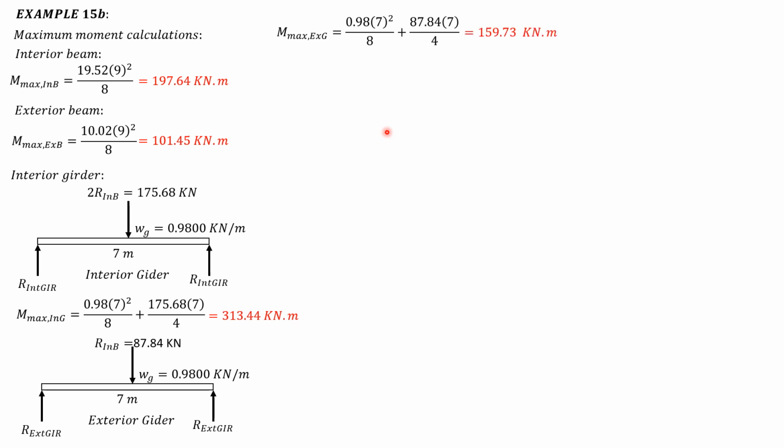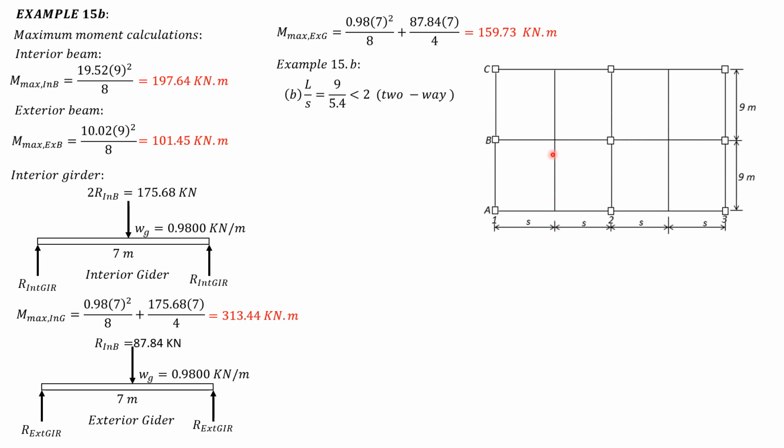So this time L over S, 9 over 5.4, is less than 2. And therefore we have two-way distribution of the load. So with two-way distribution of the load, the girder will partially carry floor loads. And the technique is to draw 45-degree lines from the ends of the beam as well as from the end of the girder. So for this interior beam here, this would be the loading.